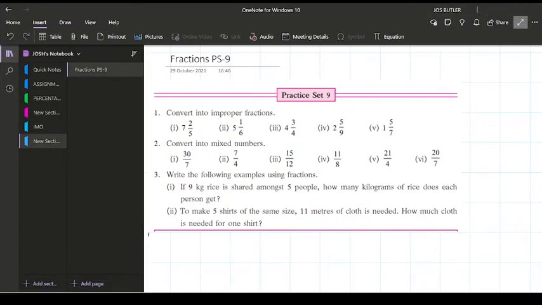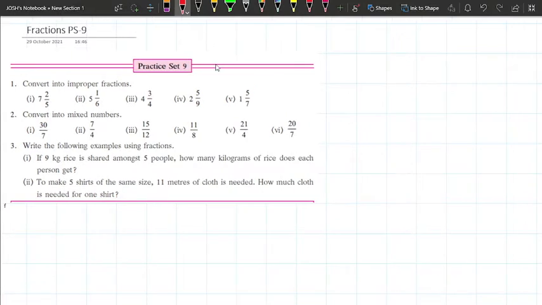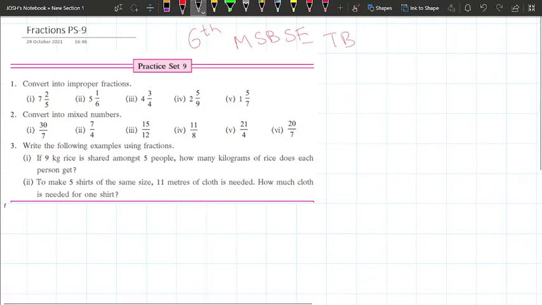Hello guys, so in this video we will have a look at a few questions from practice set 9 from the chapter fractions on 6th standard Maharashtra board textbook. So our question is convert into improper fractions. So let us start with the first question.